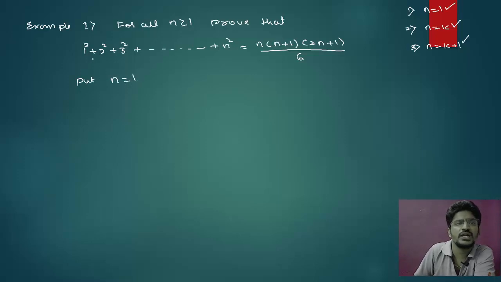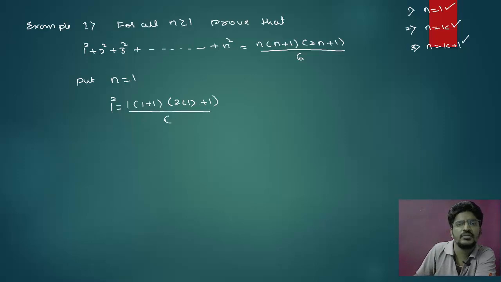First put n equal to 1. On the LHS you will get 1 square, because the n value is 1. 1 square is 1. On the RHS, 1 into 1 plus 1 into 2 into 1 plus 1 divided by 6, that is 6 by 6, which is again 1. So 1 square is equal to 1. Then it is true for n equal to 1.